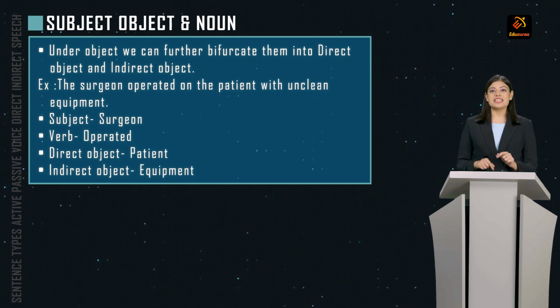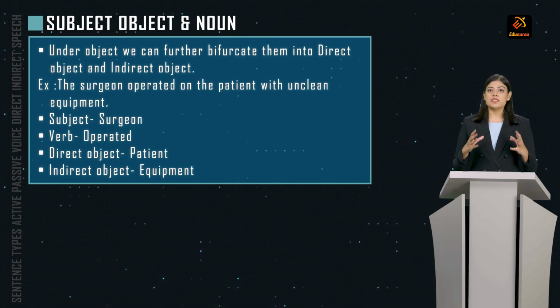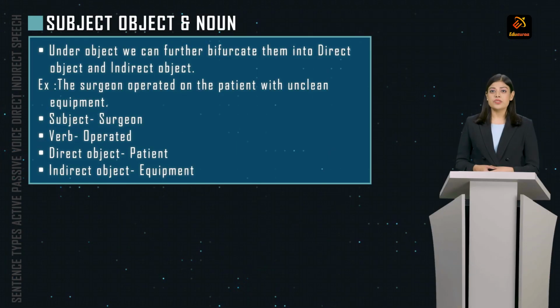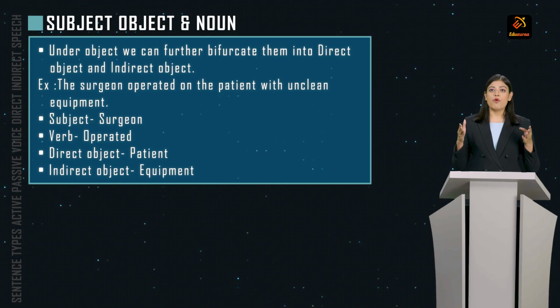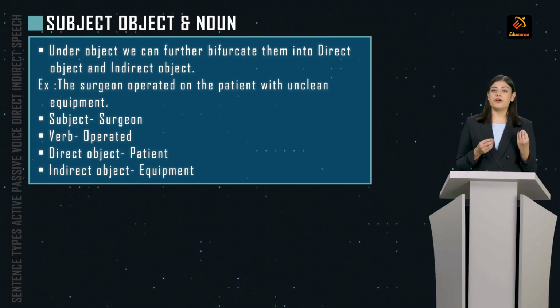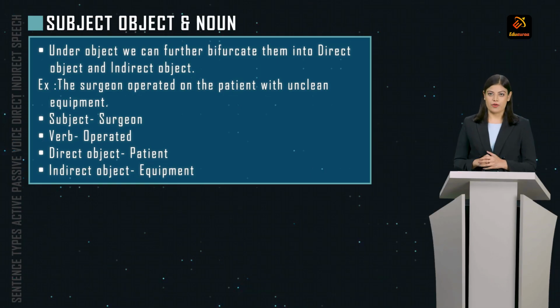and equipments is indirect. So sometimes a certain subject that's performing an action can direct the action towards two objects. Or in other words, two objects can be recipients of the same action. In such a case, the more important object or the primary one will become your direct object and the less important one will become your indirect object.